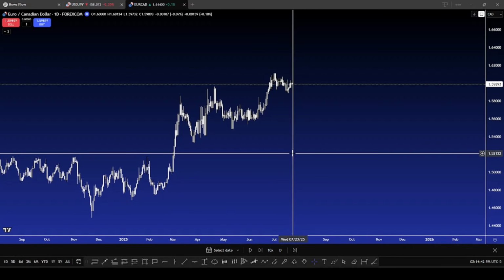All of those types of things. How much are you going to risk? What kind of lot size are you going to put on? Where you're going to exit? All of those things are the last piece of the puzzle in terms of getting into a trade.